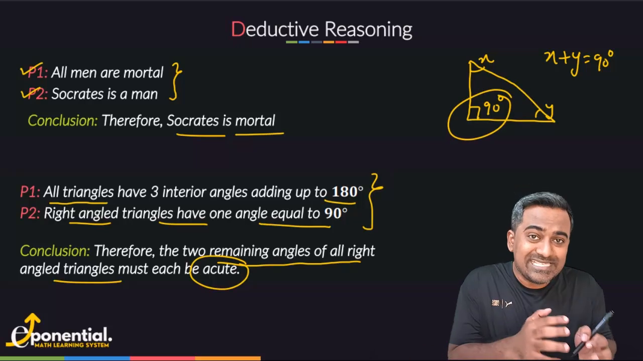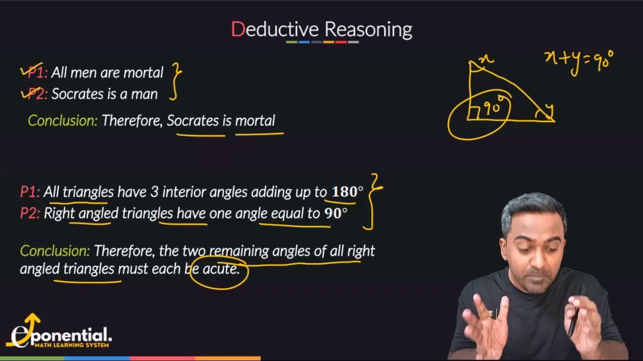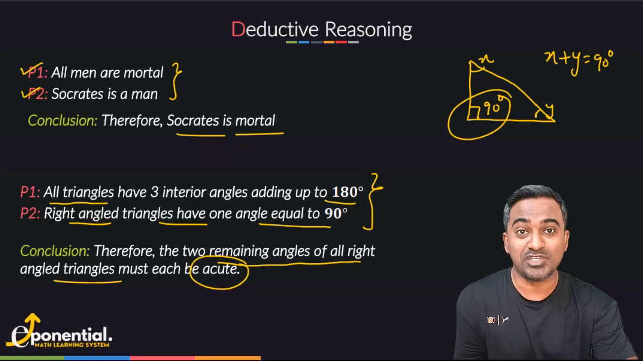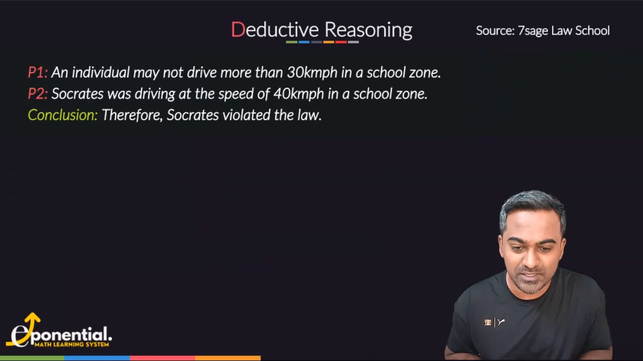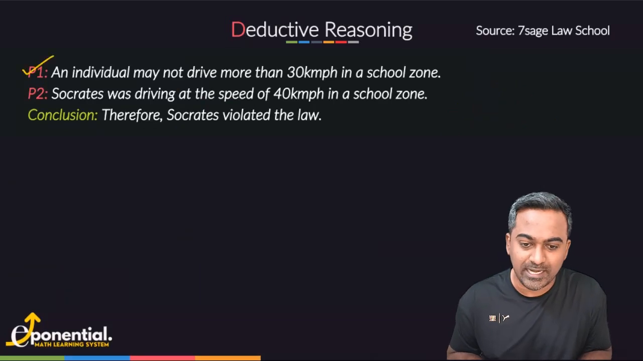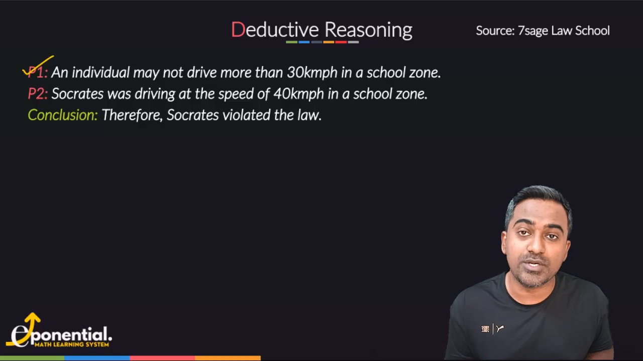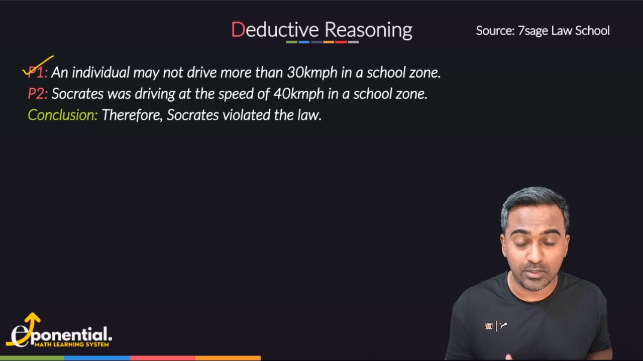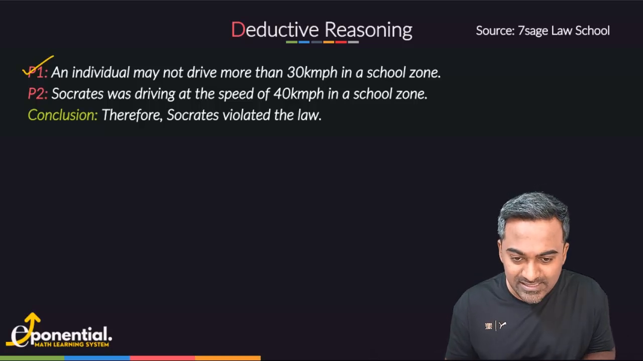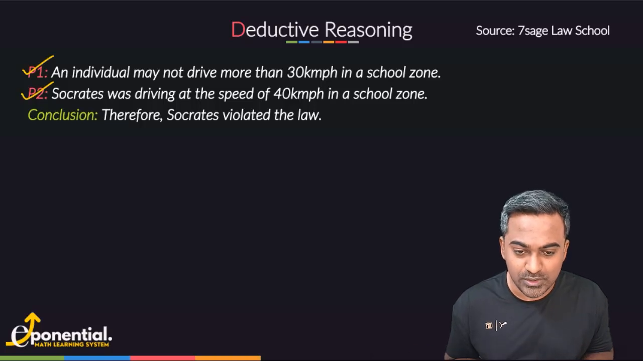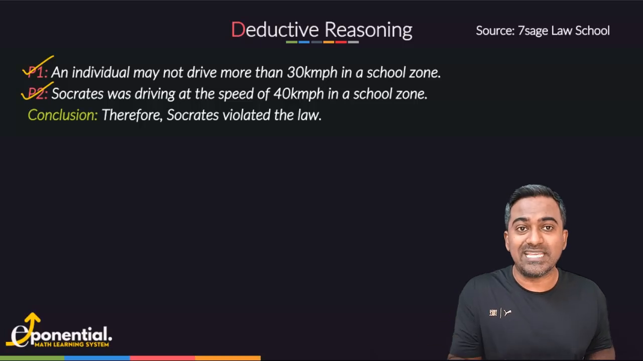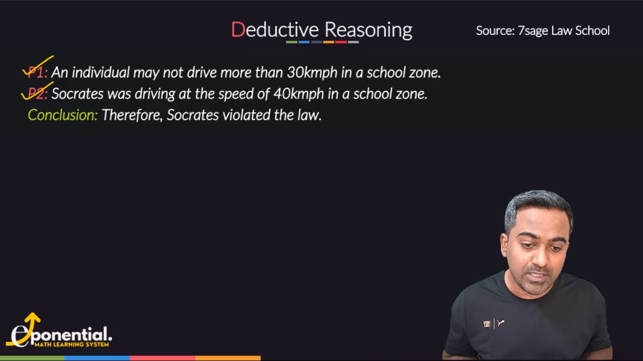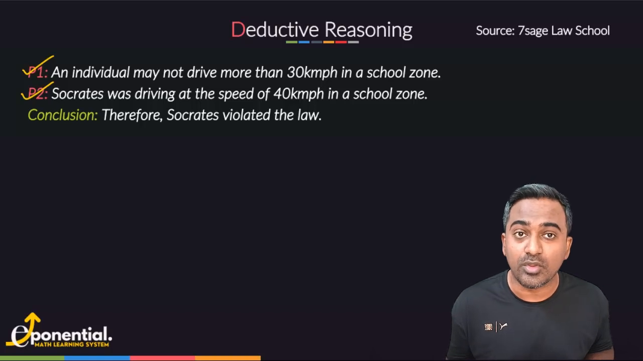Now, let's attack this idea from the perspective of, as I said, helping you construct good legal arguments. So let's check this out. Again, I have two supporting statements. The first premise says that an individual may not drive more than 30 kilometers per hour in a school zone. The second premise says that Socrates was driving at the speed of 40 kilometers per hour in a school zone. Therefore, based on these two premises, the conclusion is that Socrates has violated the law.